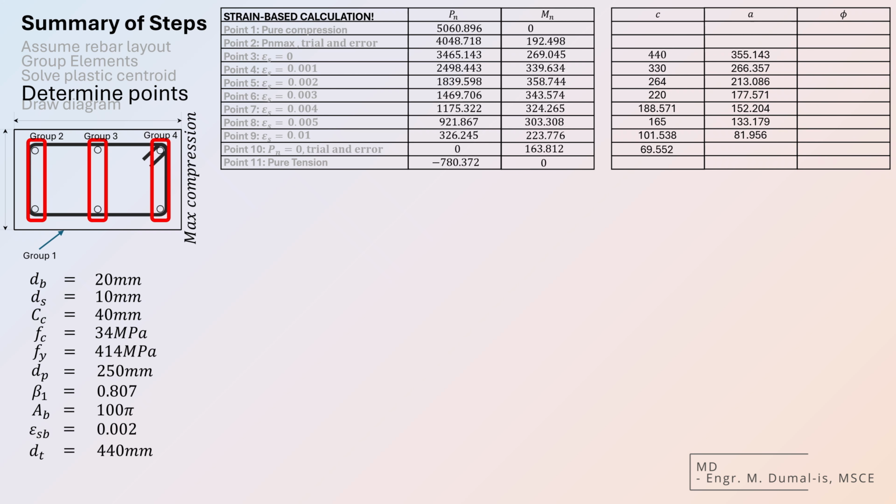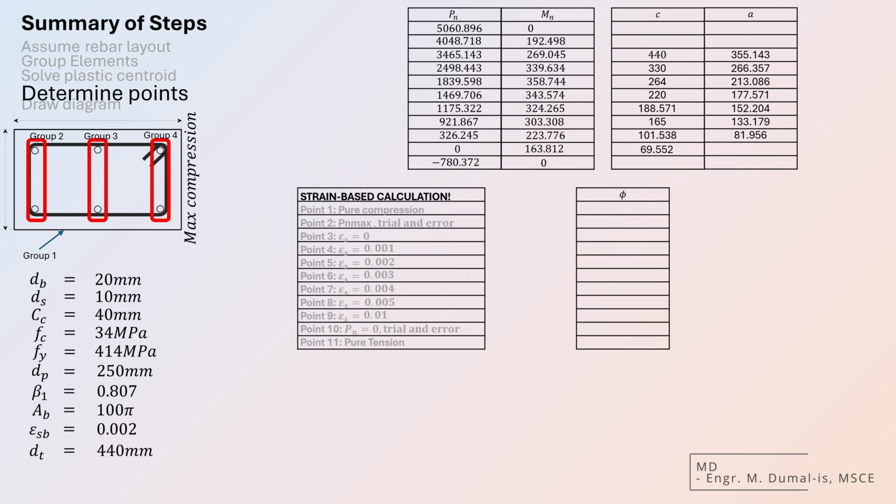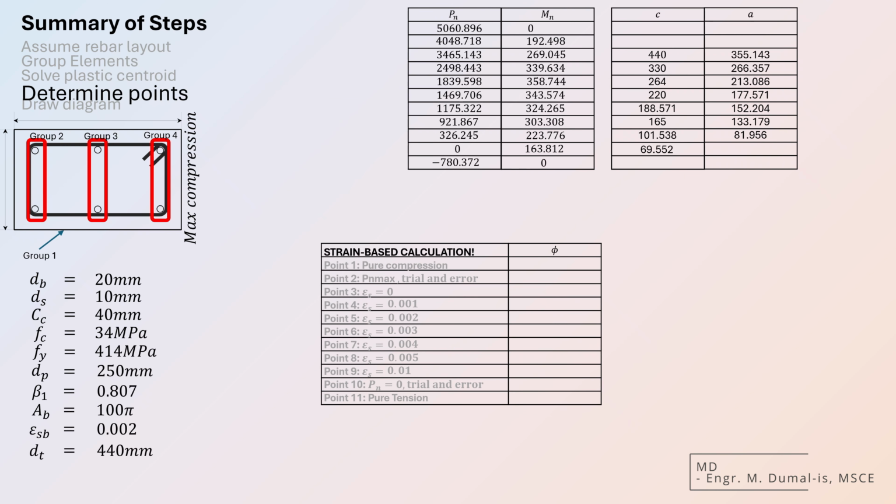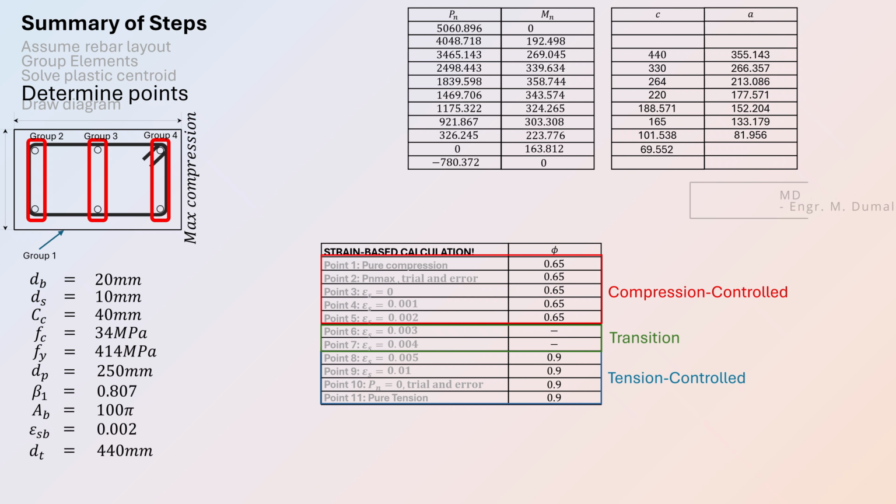We shall then add another column for the strength reduction factor, phi. And, knowing the characteristics of each point, let us fill up the known values of column phi. Points 1 to 5 are all cases where the column is under compression-controlled condition, so the value of phi would be 0.65. Points 8 to 11 are known to be tension-controlled, so the strength reduction is 0.9. What's left for us to do is solve for the strength reduction factor of the transition zones, points 6 and 7.